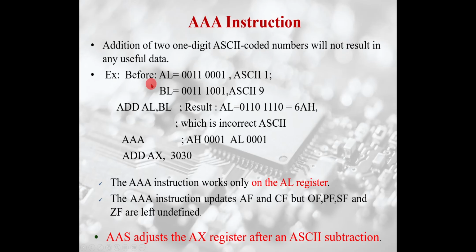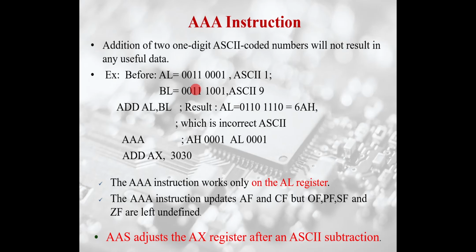For example, in the AL register you have this data, 1, and in the BL register you have 9. So if I add A plus 9 normally, I'll get 6AH. This 3 plus 3 also gets added up, which gives a 6. That is redundant information, which is incorrect.